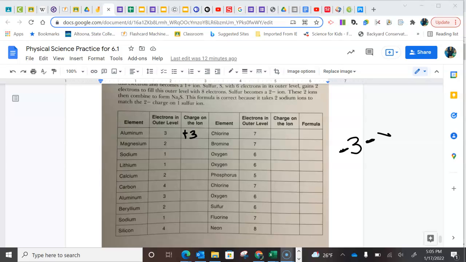Chlorine wants to gain an electron because it wants to get to 8. So if you have a charge of 0, I add a negative 1 to it. My charge becomes negative 1. To write your formula, I have 3 positives, only 1 negative. So in other words, it takes 3 chlorines to balance out my aluminum with 3 positives. So it becomes AlCl3.